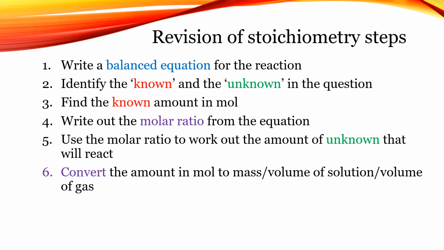So if it's a gas, we now know the gas formulas. If there's a mass, then it's n equals little m over big M. And that formula is in your data book. So from the equation then, at step 4, we write out the molar ratio using the coefficients in the equation. Then use that molar ratio to work out the amount in mole of the unknown. And then finally, convert it to mass if you need it, or to volume of solution later in the year, or volume of gas, which is quite often the case now.